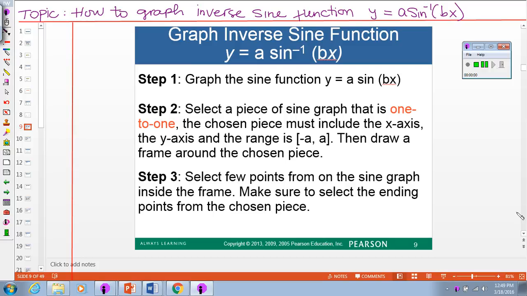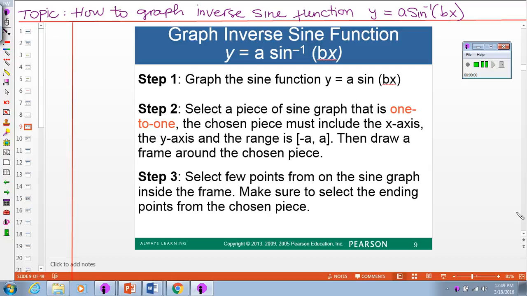Hello, my pre-calculus student. In this video, we are going to graph the inverse sine function y equals a inverse sine of bx, where a and b are real numbers. There are 5 steps that we have to follow. So let's begin to go over these 5 steps.